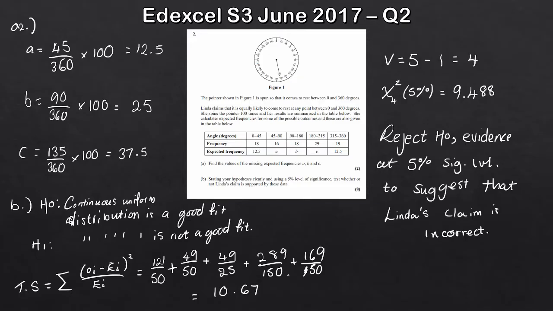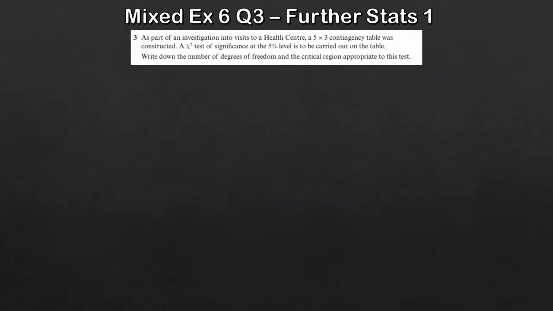Okay, so another quite big question out of the way. 10 marks for that. As you see, they are a lot of marks, generally speaking. This next one is actually a quite brief one. I don't think you necessarily get tested on something like this individually, but it's important that you understand why these things work and the intricacies of it. The question tells us an investigation is going into a health centre. It's a 5x3 contingency table at the 5% significance level, and we're asked to work out the degrees of freedom and the critical region appropriate for this test.